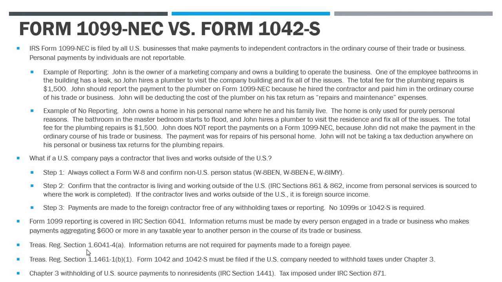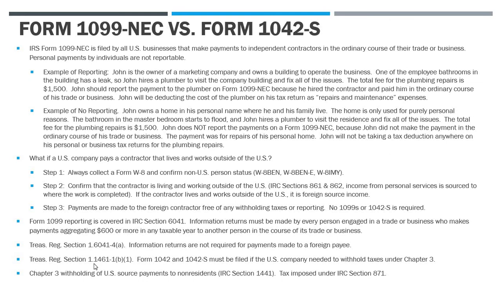So here's where we get into some more of the meat on the details, right? So in Treasury Reg 1.6041-4(a), it says in there very clearly that information returns are not required for payments made to a foreign payee, right? So that is the 1099 information return exclusion for foreign payees, right?